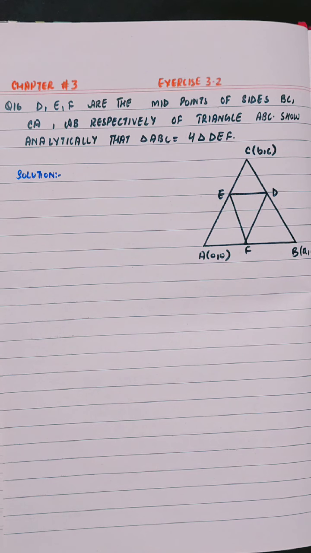In this video, we will solve question number 16 from exercise 3.2, chapter number 3. D, E, F are the midpoints of sides BC, CA and AB respectively of triangle ABC. Show analytically that the area of triangle ABC is equal to 4 times the area of triangle DEF.